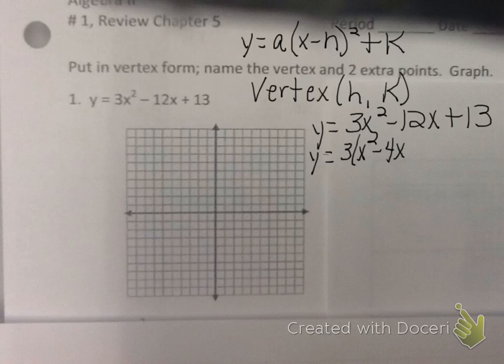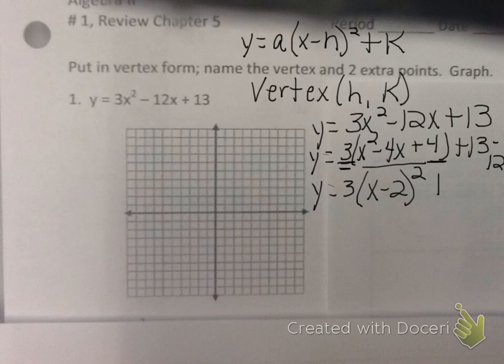So we first are going to factor out a 3 from the first two terms. Now we're going to complete the square by taking half of 4, squared, which is 4. So instead of adding 4 to both sides of the equation, we are going to do the opposite. But we also have to multiply the 3 times the 4 and get 12. So we are going to subtract 12. Now that is a perfect square trinomial, which is (x minus 2) squared plus 1. So the vertex is the opposite, so that's (2, 1).